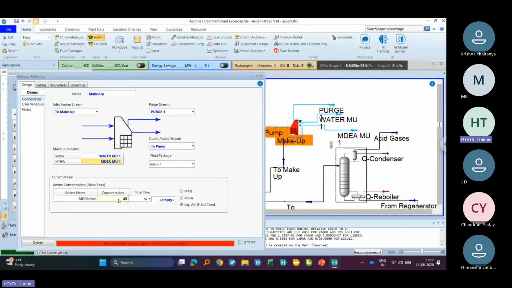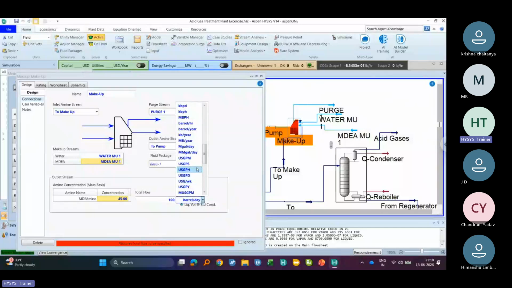You can see that. One more information given to us is total flow in terms of liquid volume standard condition is 100 USGPM. So you can just enter the total flow in the form of mass flow, molar flow, or liquid volume at standard condition. It is 100 USGPM. And that's it. It should be solved.